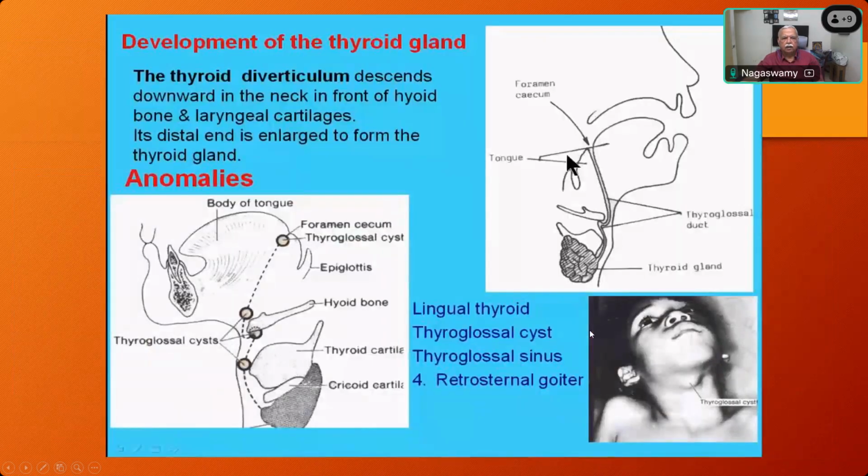And these are all the anomalies that can happen. This is the foramen cecum at the base of the tongue level. From there, it travels down, comes in front of the hyoid bone, and then the thyroid cartilage, and comes down to this position. So these are all the locations where it can get arrested, and it can be a lingual thyroid, or it can be in the form of thyroglossal cyst or thyroid sinus and retrosternal goiter. It can go down also.